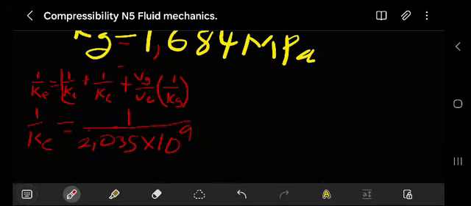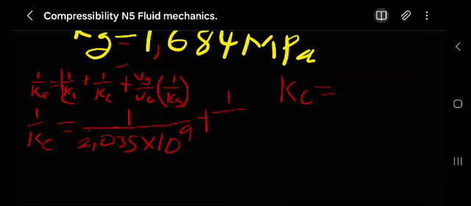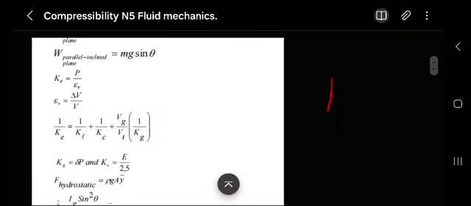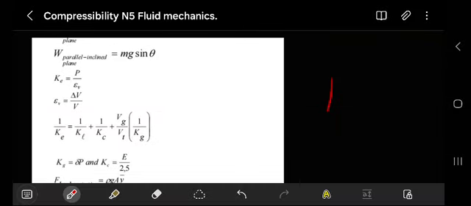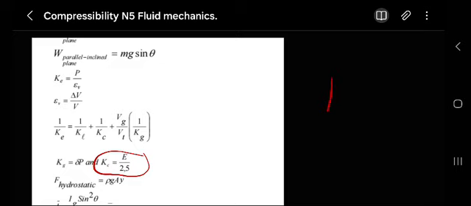Let's go to the second part, 1 over KC. This will be plus 1 over KC. What is KC? We don't know KC, but we know that KC is equal to, as I showed you on your formula sheet, E over 2.5, right? That is KC.